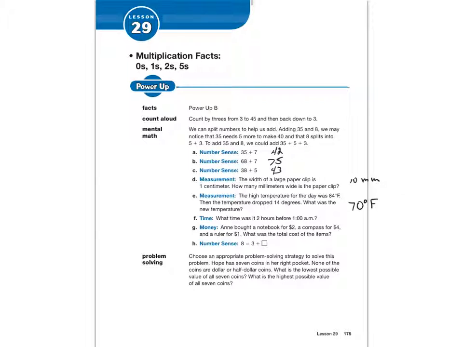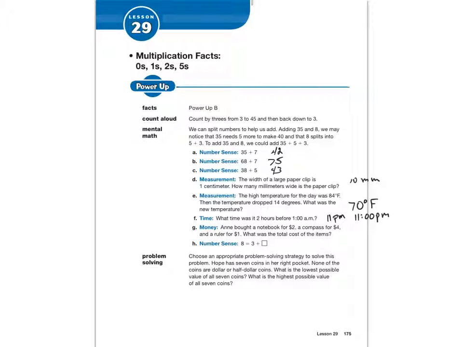Time. Next one. What time was it 2 hours before 1 a.m.? That should be 11 p.m. And I didn't write it properly, but it should be like this. p.m.